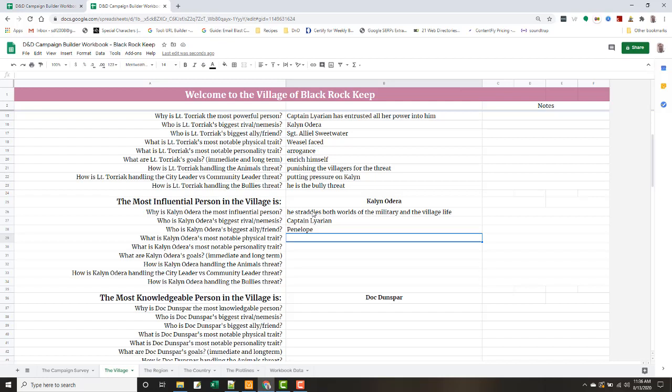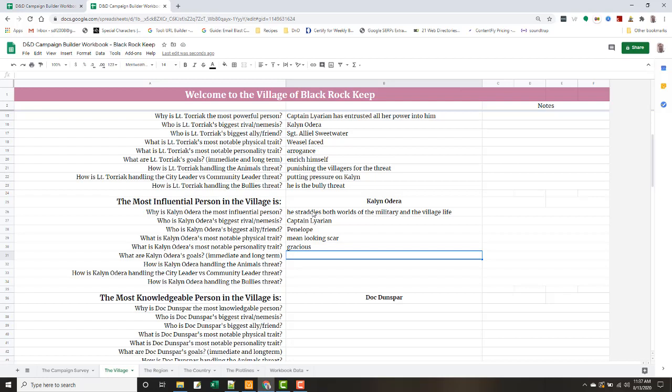Most notable physical trait. Ooh, we're going to have a mean looking scar right across his face. Maybe he took a poleaxe to the face. Most notable personality trait: you kind of want him to be laconic, but as an innkeeper, hospitality, he is going to be gracious. And that's kind of how he got on good terms with the people of the village. He's just a very gracious person.